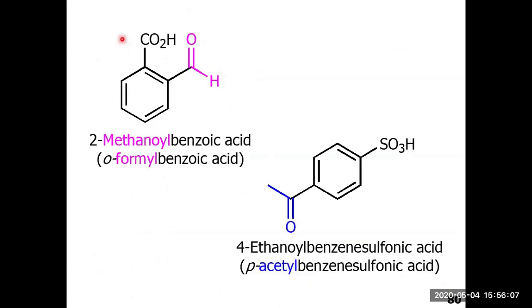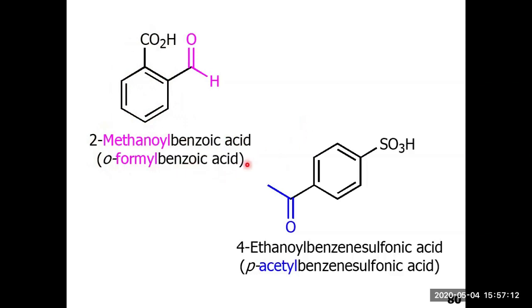Okay, so let's try to consider this example here. So you have a benzene ring bonded to a carboxylic acid and a formyl group. Between the formyl or methanoyl group and the carboxylic acid group, the carboxylic acid is a higher priority than this one. So this group contributes to the new base name of this molecule. So the new base name becomes benzoic acid. Since this is the priority, the carbon bearing this group will be the first carbon. This will be the second carbon. So the final name for this one will be 2-methanoyl benzoic acid or ortho-formyl benzoic acid.